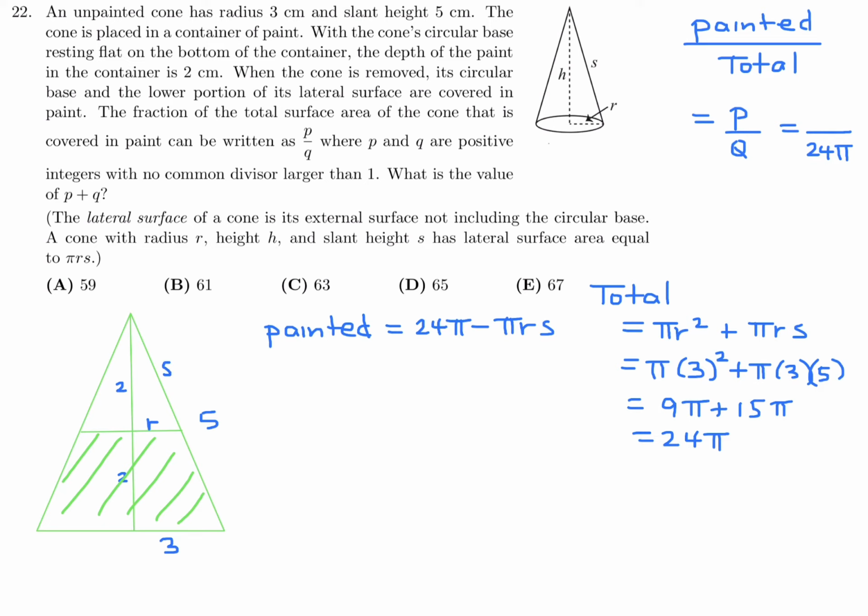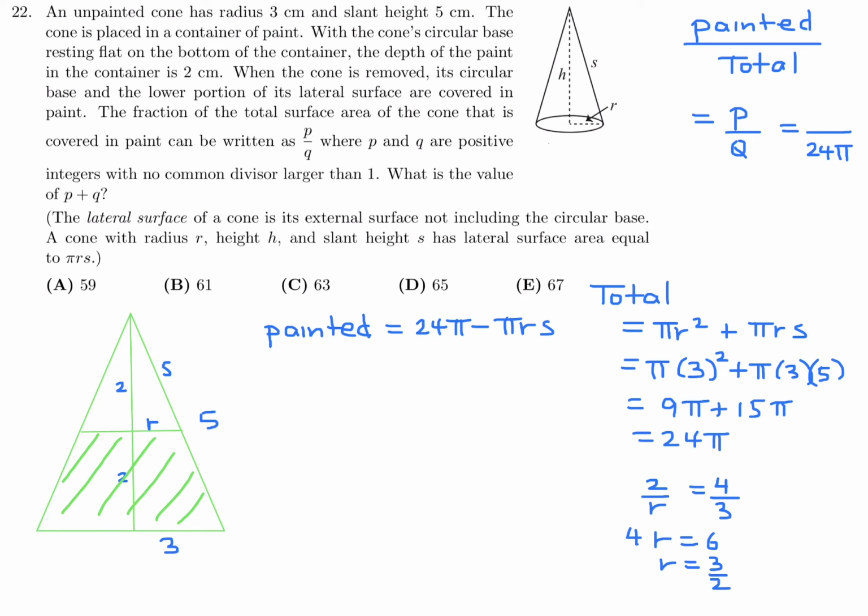Using similar triangles, I get that 2 over r is the same as 4 over 3, right? Because this triangle is similar to that triangle. And the small one has dimensions 2 and r, and the big one would have dimensions 4 and 3. So that means 4r is equal to 6. r would be 6 over 4, which is 3 over 2. So we got our r.